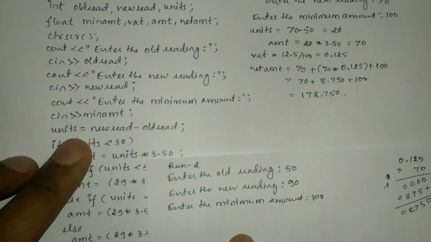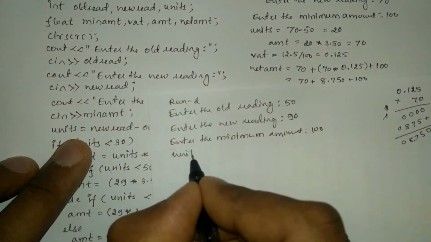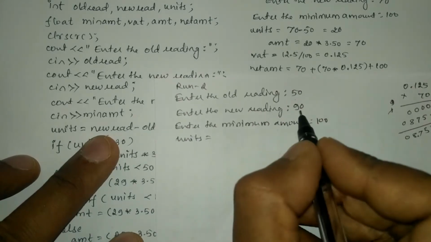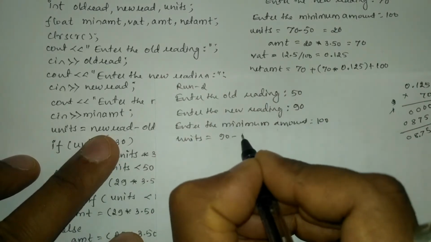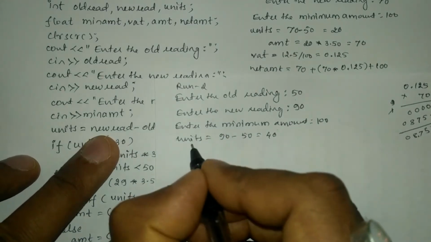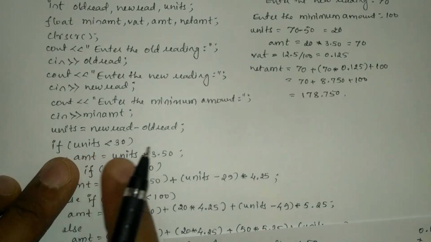Next, units consumed. Units will write here is equal to new read minus old read. So new read is what? 90 minus old read is 50 is equal to 90 minus 50 is 40. So 40 units are consumed. Next we are going to check out the condition. So this condition we are going to check.